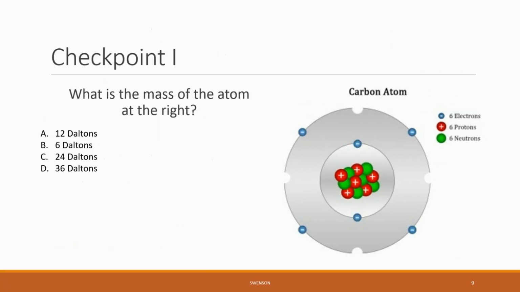So checkpoint 1 is: what is the mass of the atom at the right? 12 Daltons, 6 Daltons, 24 Daltons, or 36 Daltons? Be sure to write down the letter associated with the number to answer your checkpoint questions on Blackboard.